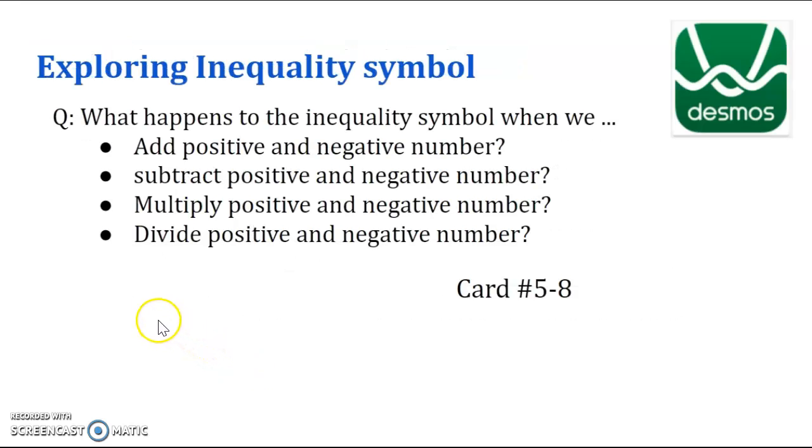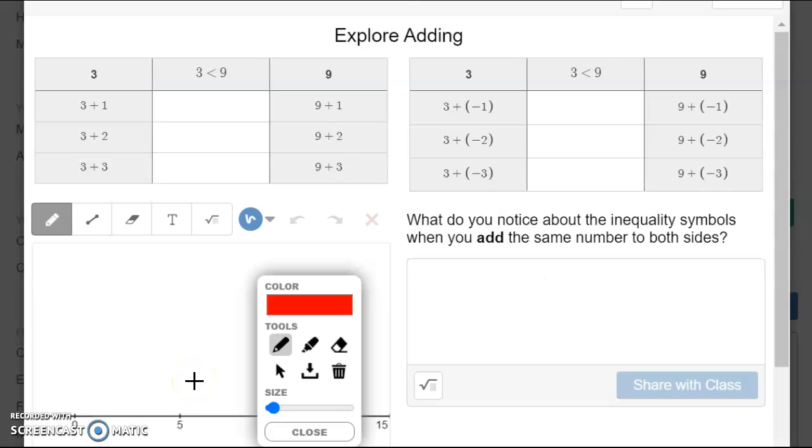Alright, so then we are going to be exploring the inequality symbol. We're going to be looking at what happens to the inequality symbol when we add positive and negative numbers, subtract positive and negative numbers, multiply positive and negative numbers, and divide positive and negative numbers. So that's cards number 5 to 8 of Desmos. Here we go. Okay, so how do we do this?